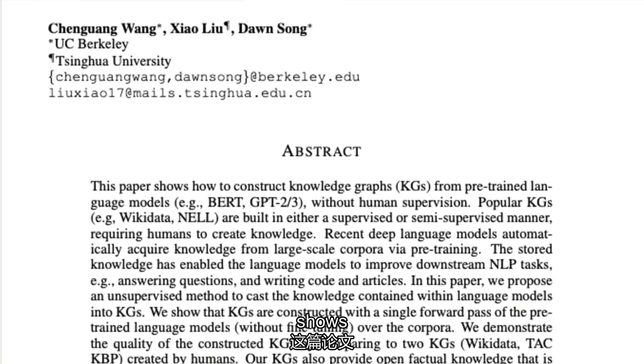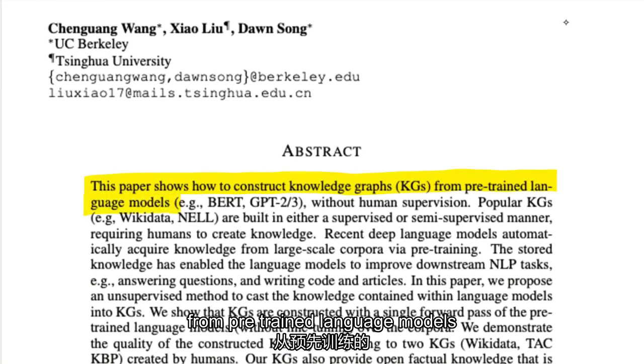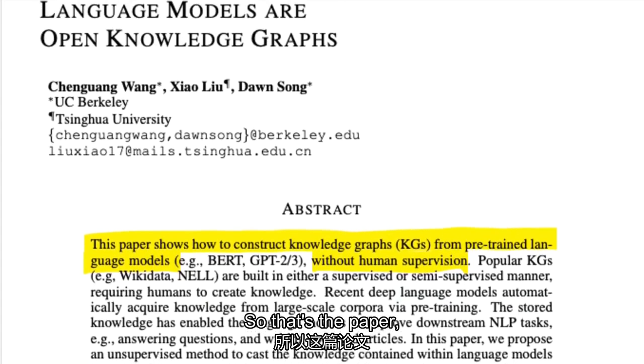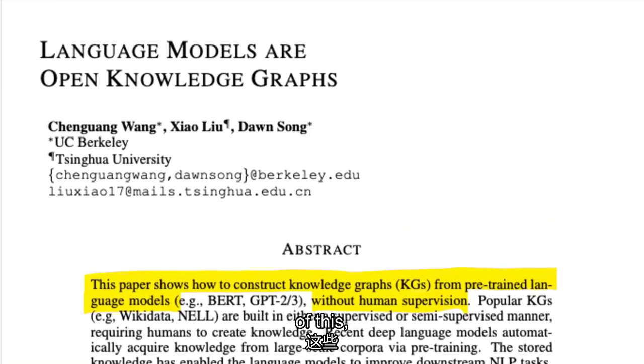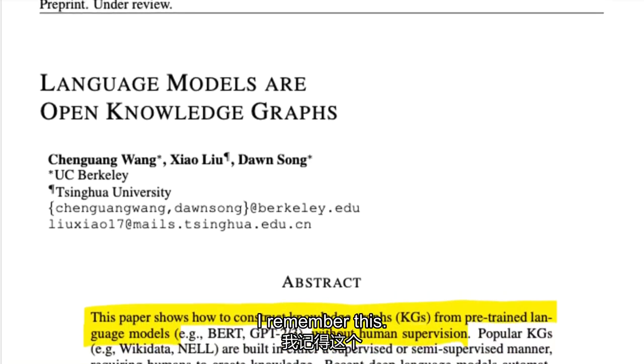They say this paper shows how to construct knowledge graphs from pre-trained language models without human supervision, and it turns out the way they do it, it works pretty well on kind of standard knowledge graph construction benchmarks. So that's the paper in a nutshell. We'll go through all of this, including I have a bunch of criticisms, but it is a preprint, remember this.